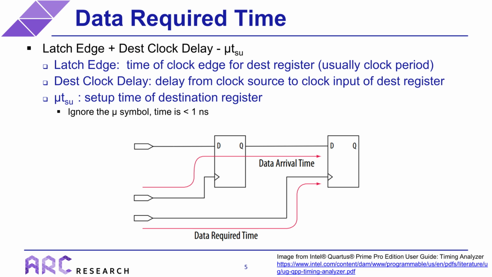Assuming the launch edge that we saw on the previous slide was 0 nanoseconds, then the latch edge is just the clock period. But in any case, the latch edge will be the time of the launch edge plus the clock period because we are giving the source flip-flop one cycle to send data to the destination flip-flop. Now, the destination clock delay is the propagation delay from the clock source to the destination flip-flop. So similar to what we saw with the source clock delay, the destination clock delay is another component of the clock skew, but this time for the destination flip-flop instead of the source flip-flop.